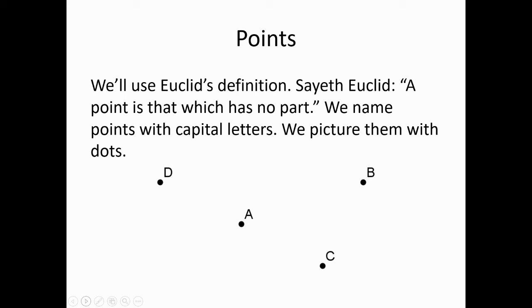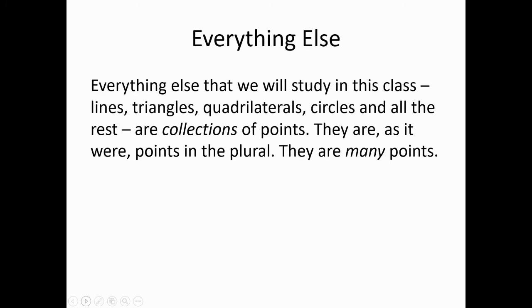We name points with capital letters, and we picture them with dots typically. So you see here a diagram, the points A, B, C, and D, and they are labeled with capital letters. And please do pay close attention to our use of capital letters. They name points and they will name nothing else in this class. So you do not get to decide for yourself what capital letters name. I have told you what they name. They name points, and they always name points.